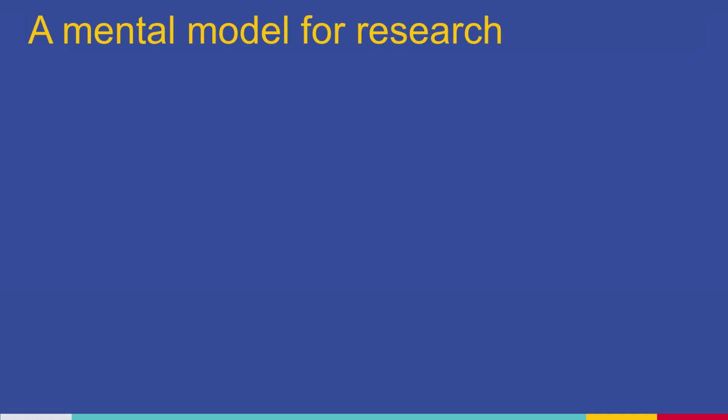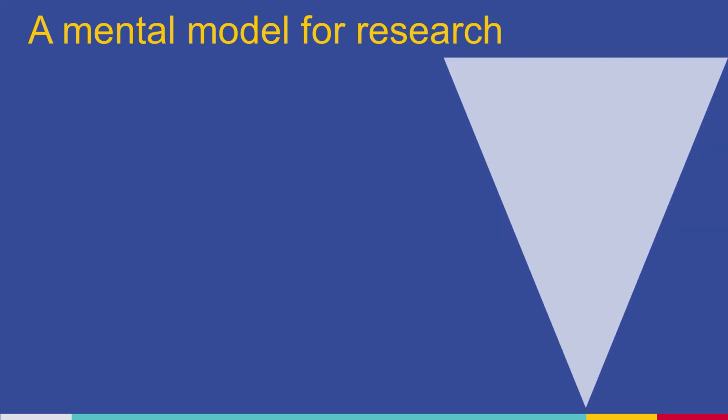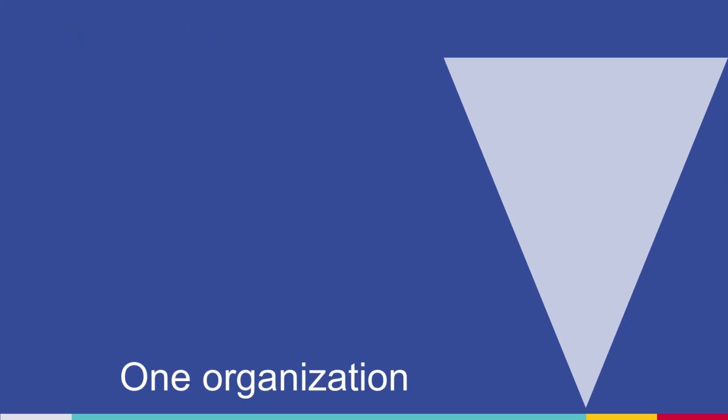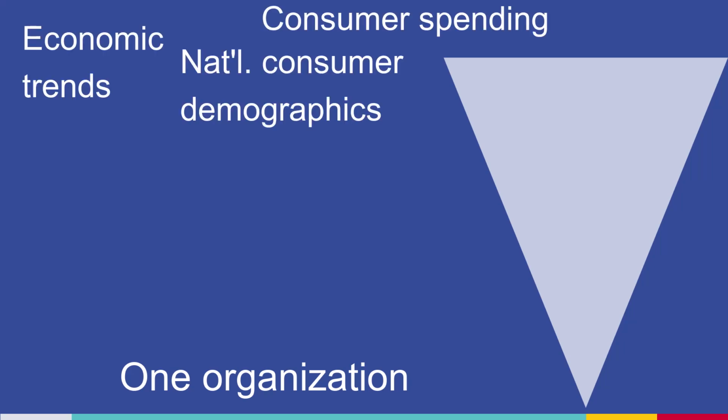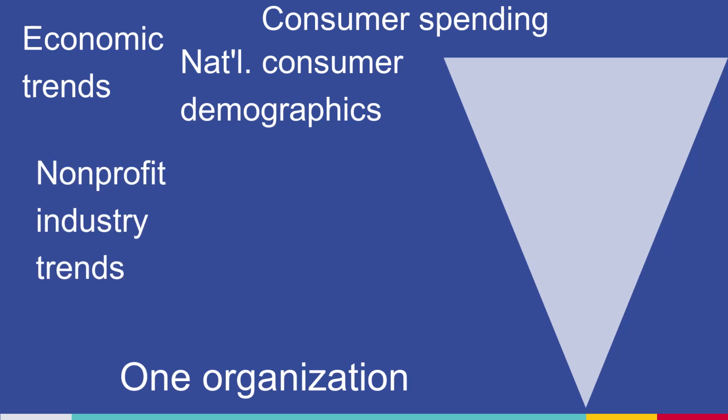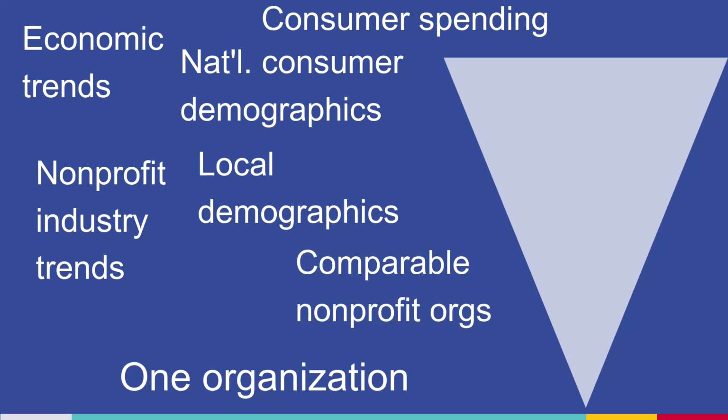It's helpful to think of research in the business and nonprofit world like a funnel, and you're going to be looking for information from all levels. One specific local organization is the bottom of the funnel. The broadest info, things like the economic trends or consumer demographics or spending patterns, are at the top. Somewhere in the middle is info like industry trends affecting the nonprofit sector or subsector, resident demographics and economic trends of the local neighborhood or city, financial spending patterns of comparable organizations, and much more.